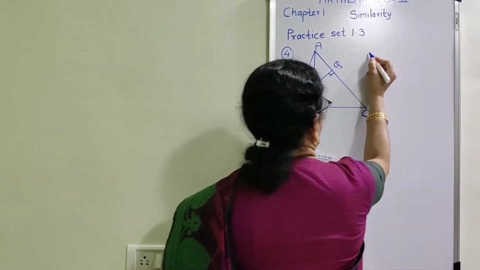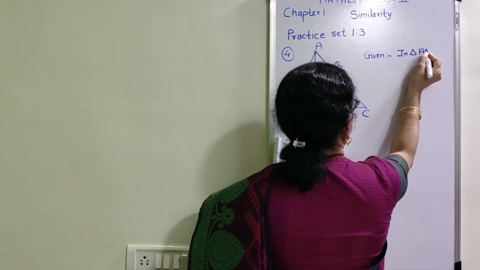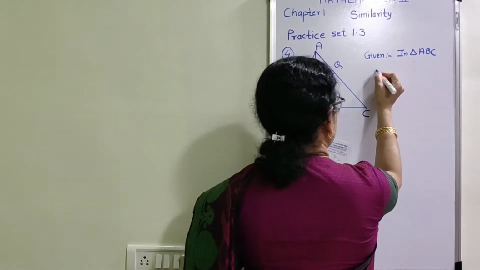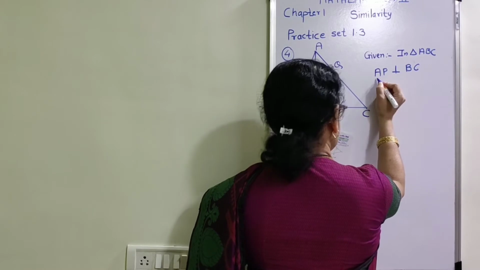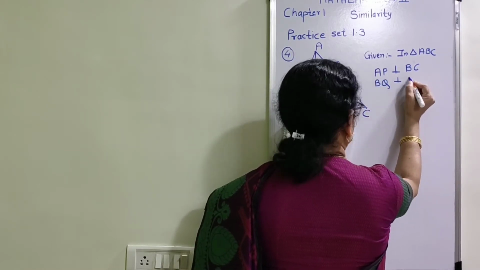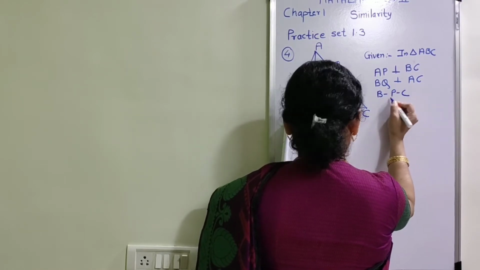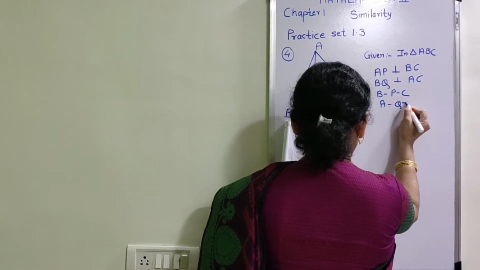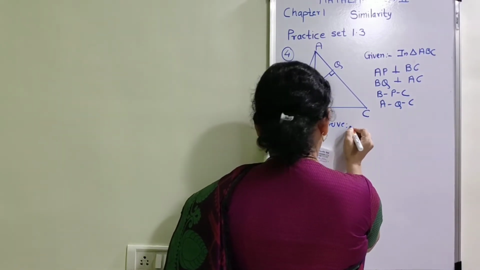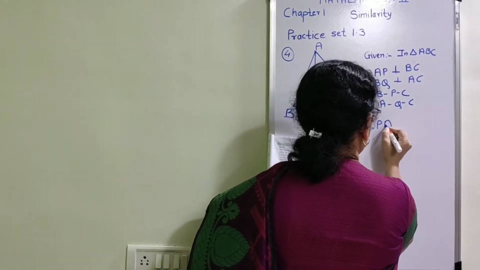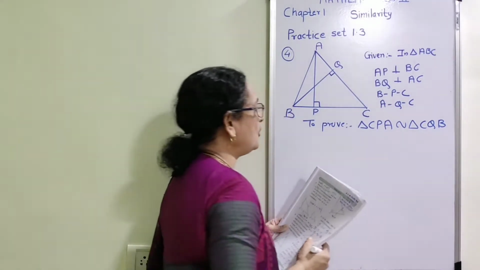I am going to write first of all the given things. In triangle ABC, write down the given things as it is given. AP is perpendicular to BC as well as BQ is perpendicular to AC, as well as B-P-C and A-Q-C. Now you are going to prove that triangle CPA is similar to triangle CQB. Now first of all observe the figure.